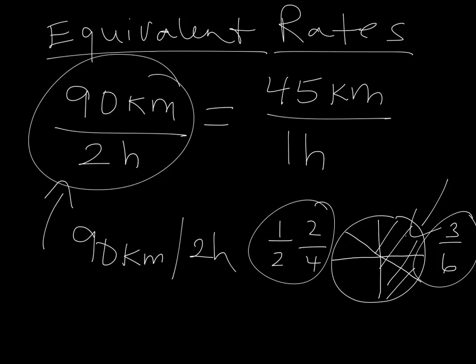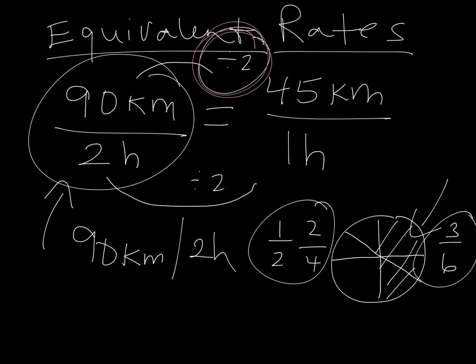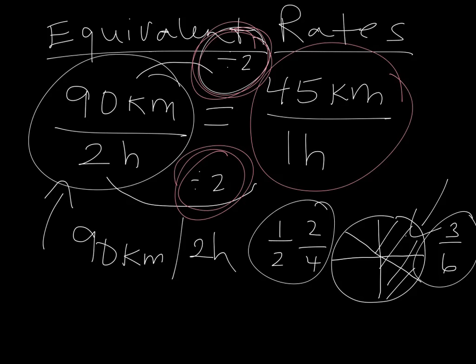90 kilometers in 2 hours is the same as driving 45 kilometers in 1 hour, because all you're doing to 90 is you're dividing by 2 to get 45. Same thing here, you're dividing by 2 to get 1. So as long as you have the same scale factor, if you remember that from yesterday's lesson, so you're dividing or multiplying by the exact same amount, you're going to get either an equivalent ratio, an equivalent fraction, or in this case, an equivalent rate for today.